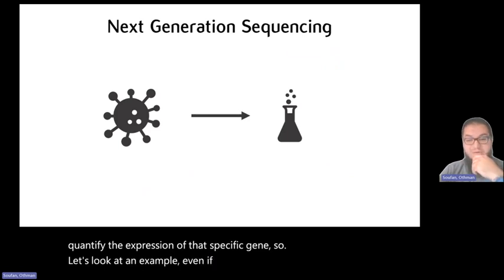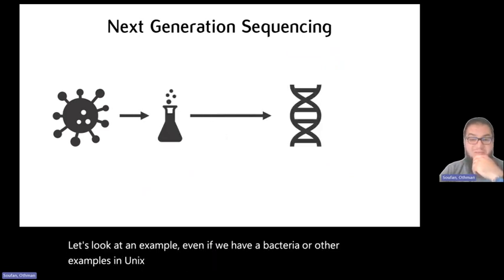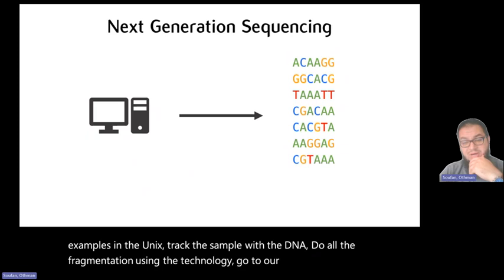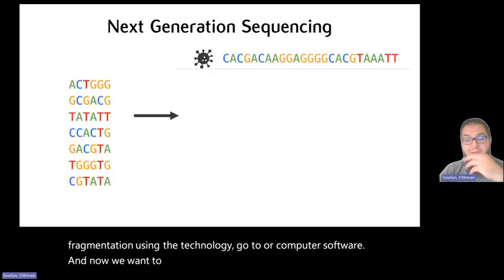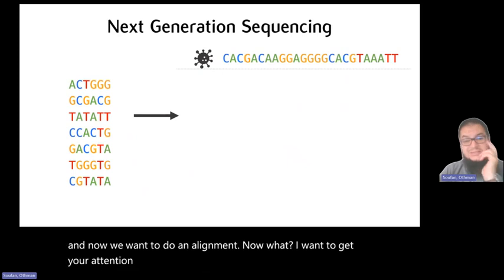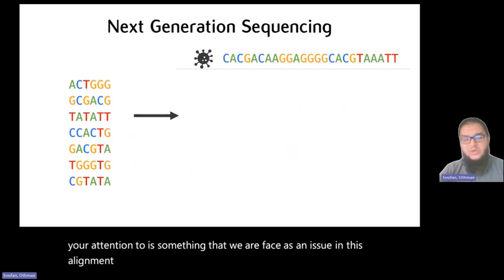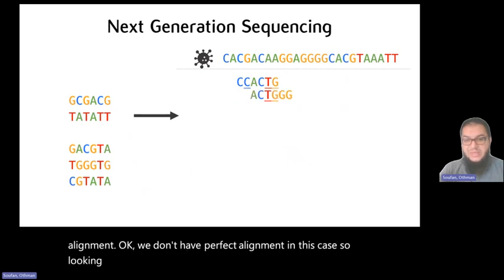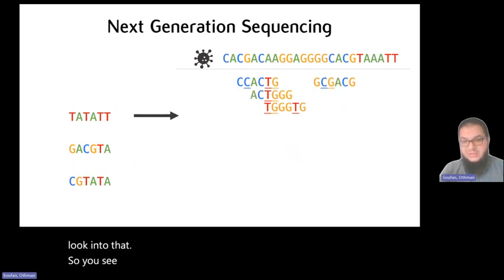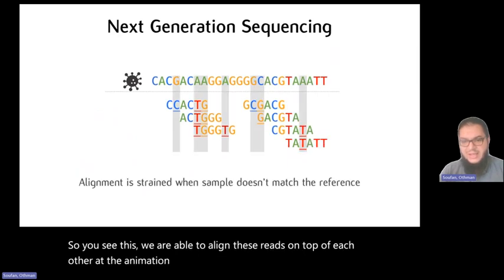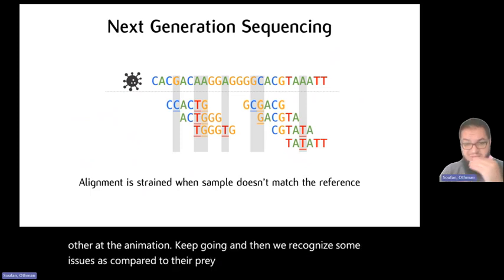Even if we have a bacteria or other examples, again, we extract the sample, get the DNA, do all the fragmentation using the technology, go to our computer software, and now we want to do an alignment. What I want to get your attention to is an issue we face in this alignment. We don't have perfect alignment in this case, so look into that. You see, we're able to align these reads on top of each other as the animation kept going, and then we recognize some issues as compared to the previous example that we looked at.